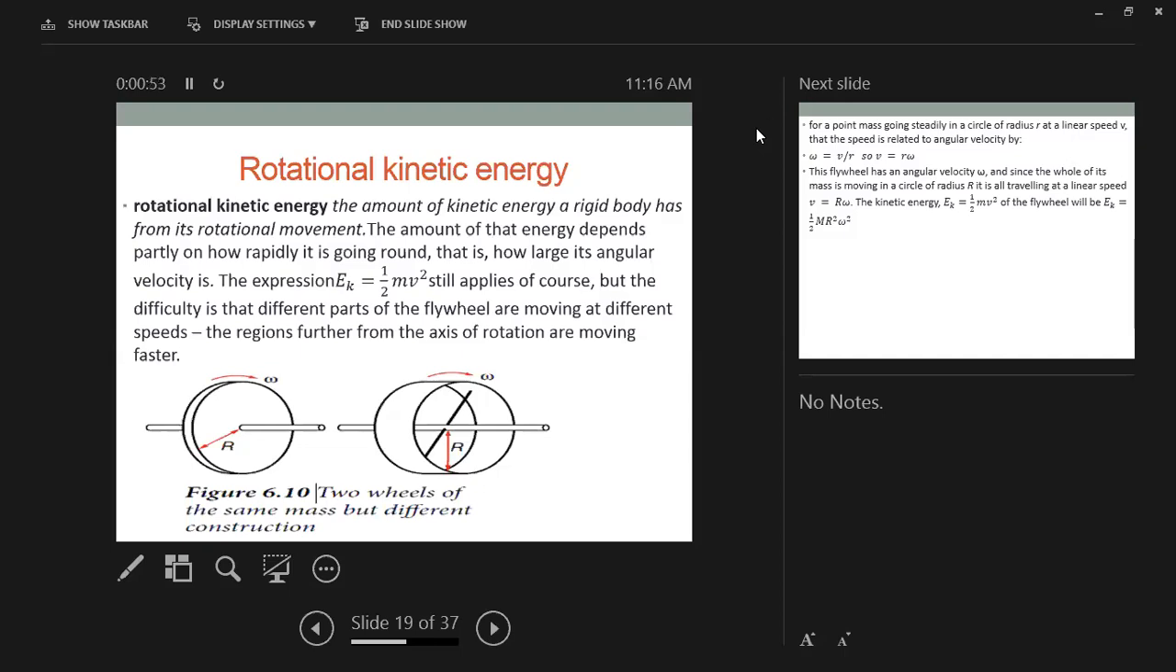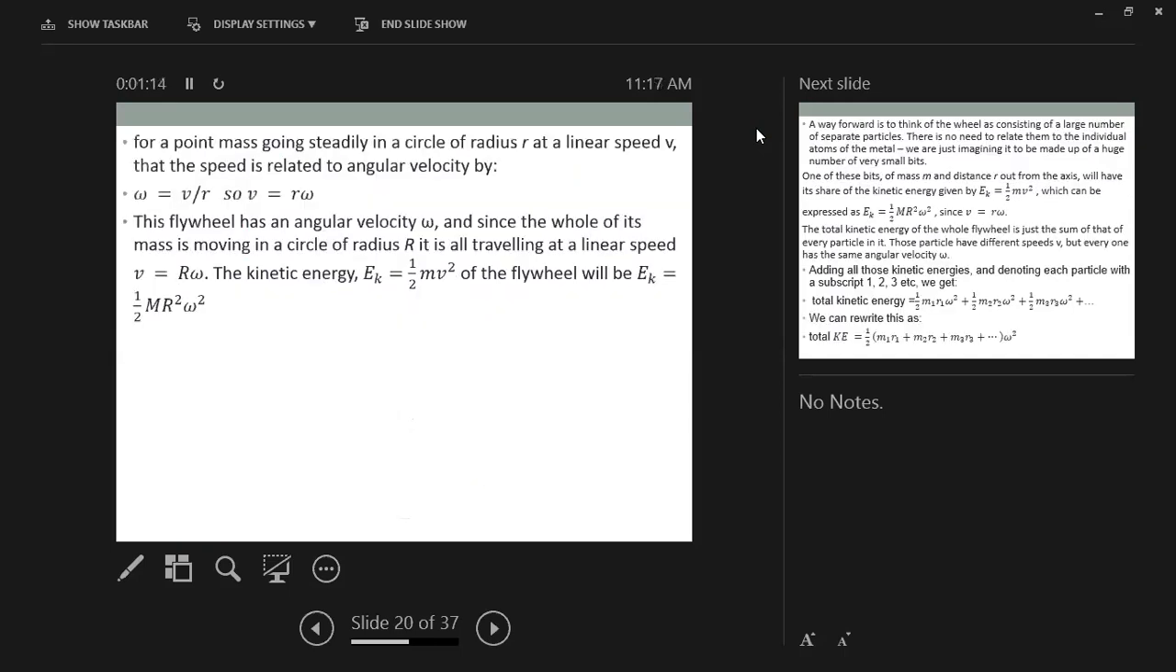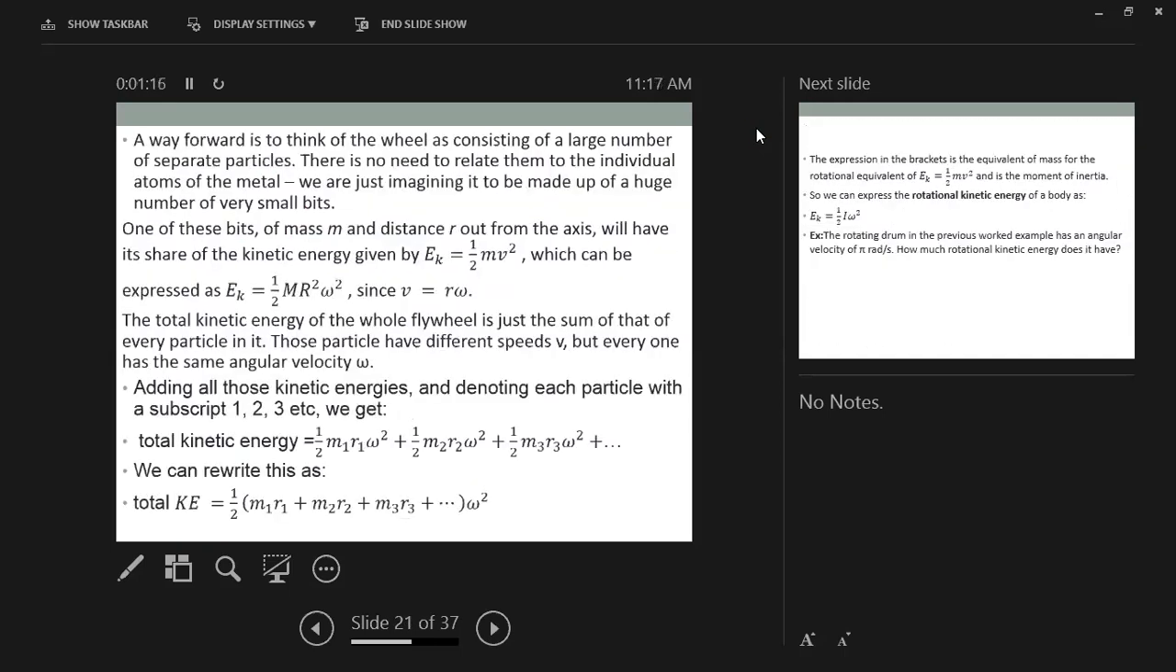Okay, so if the moment of inertia of the object is larger, then what's going to happen? The mass will be larger, so the object will get slower, obviously. If the angular velocity of the object is larger, that means the object is going to get faster and it's going to have more kinetic energy. So let's go to the formula.